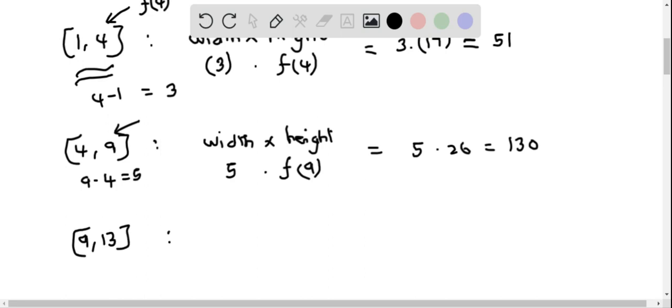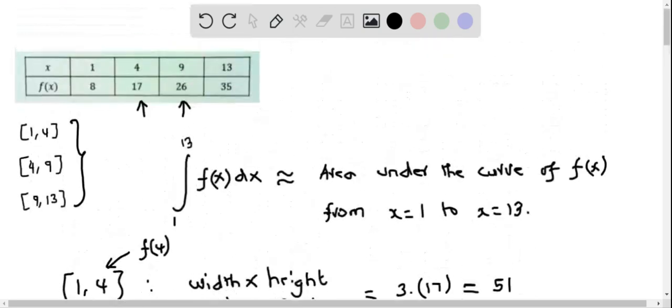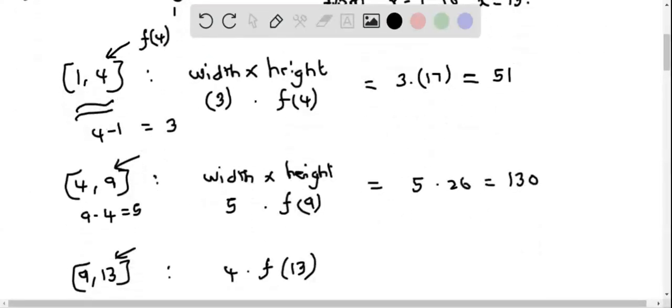Now let's calculate for the last sub-interval, that is 9 to 13. So here the width is 13 minus 9, and this equals 4. And then we have to consider f of 13, which is the height of the rectangle. So we consider the right endpoint. f of 13 from the table is 35. So let's plug in 35 here. So therefore this becomes 4 times 35, and this equals 140.